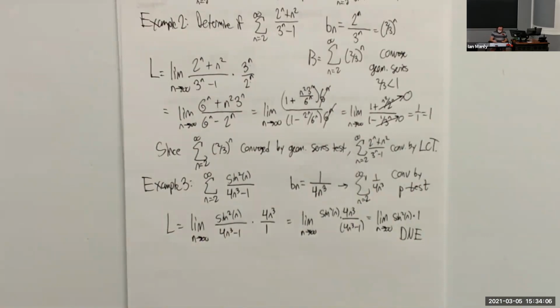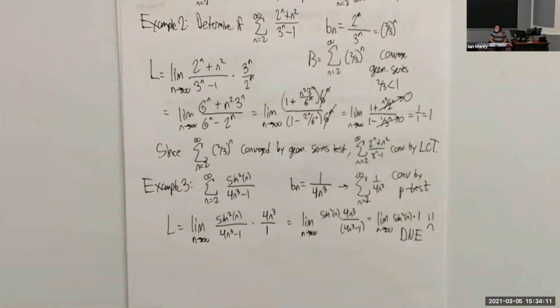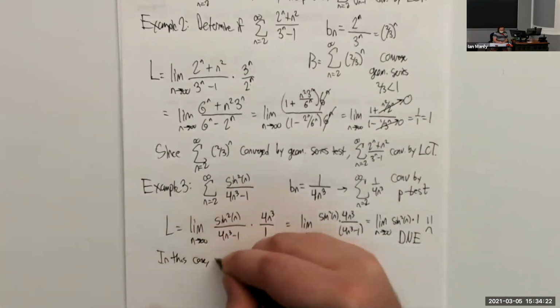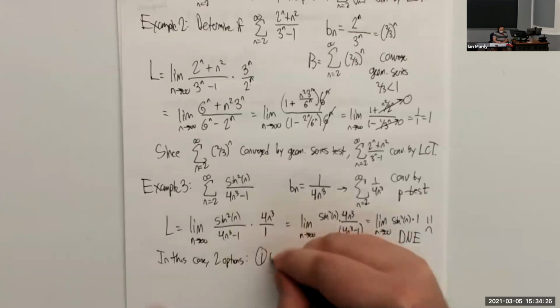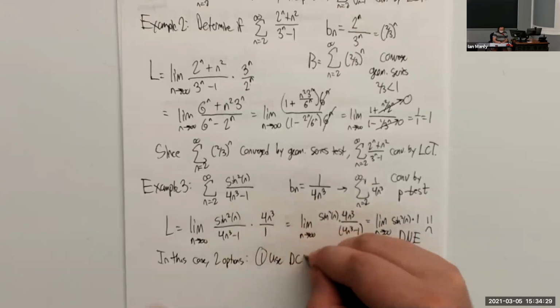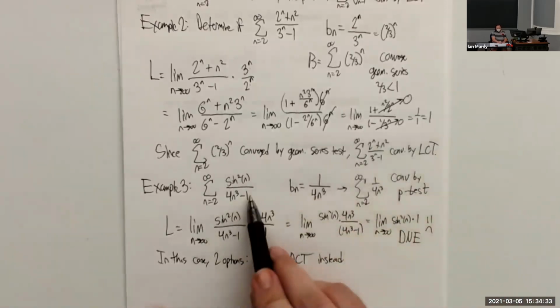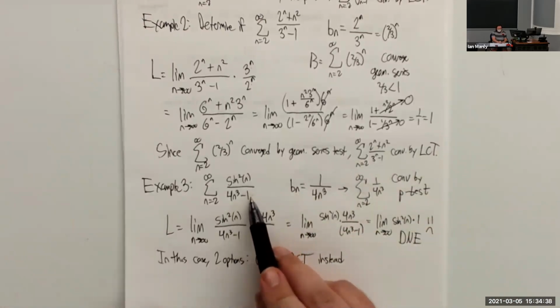So unfortunately, this one is not just a slanty face, it's actually a straight up frowny face. We ended up picking what we thought was a pretty good choice for bn, but it ended up not working here. So in this case, we have 2 options. So the first option is use the direct comparison test instead. And the direct comparison test would actually work for this one because, let's see.